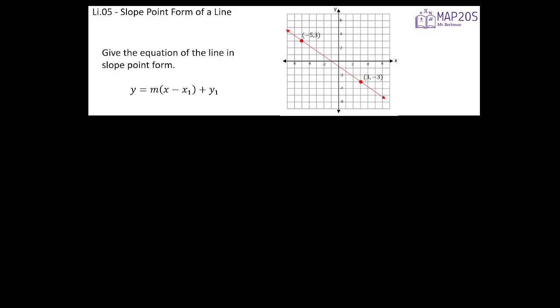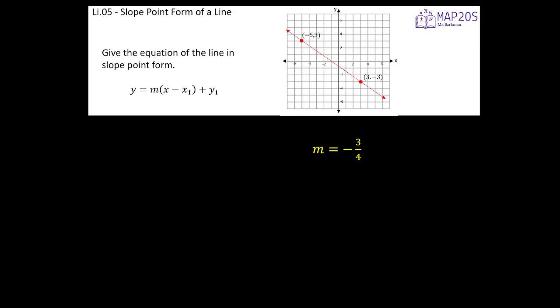So let's take a look at this answer here. We have 2 points. We have -5, 3, and we have 3, -3. And we want to try to figure out what the equation of this line looks like. Well, firstly, we need to know what our slope is. Our slope is always our rise over run. We have 2 points, so we can use them to solve. And when you do that, you're going to find that the slope is -3/4.